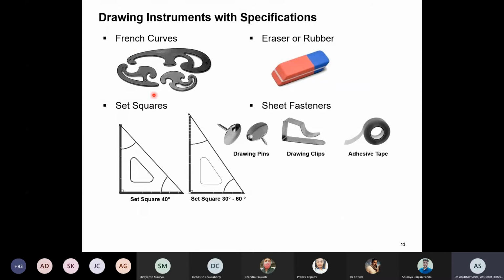Another thing is French curves. These are used for when you have some curves to be fitted. Most likely for my part, I will not be using them. Maybe in the second section with Dr. Malik, you might be using French curves.